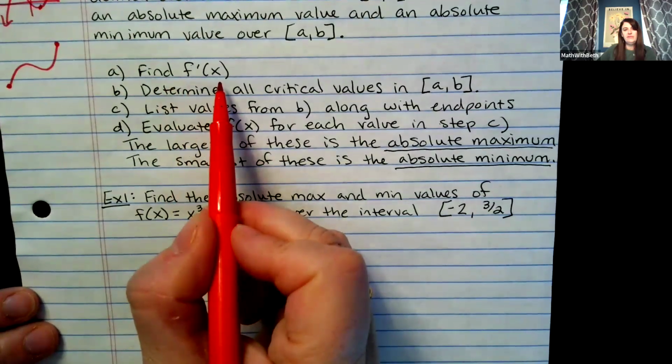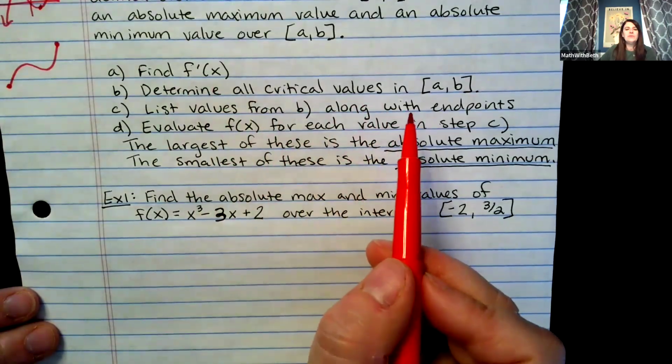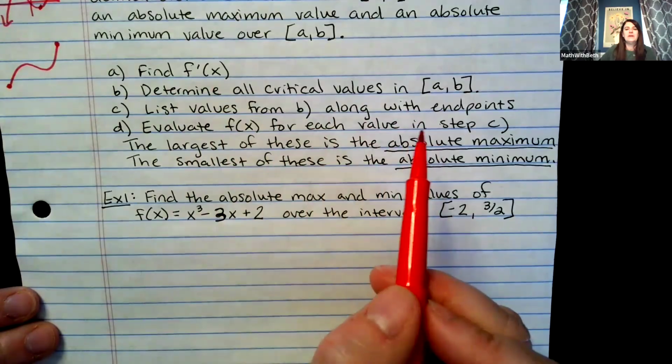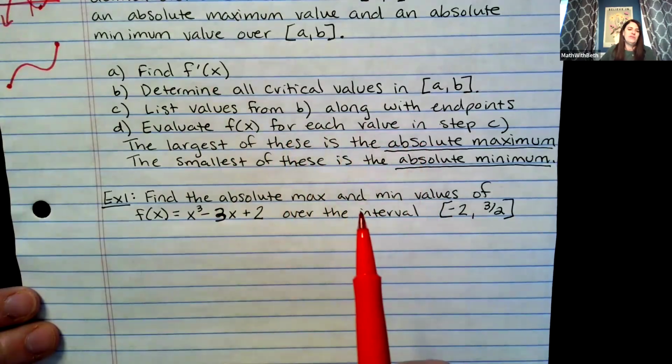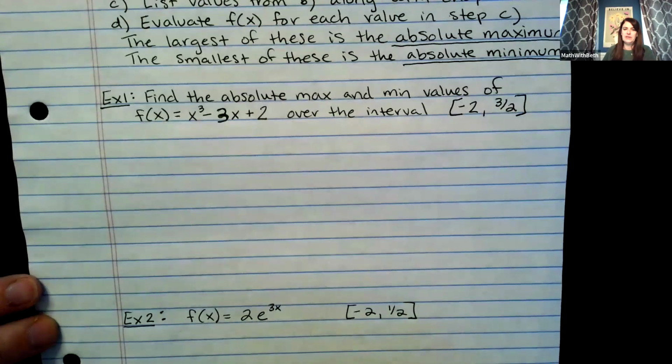By finding your derivative, finding your critical values, and then listing those values along with the endpoints to see which one ends up giving you the highest or the lowest value. So I'll do an example so you can see.